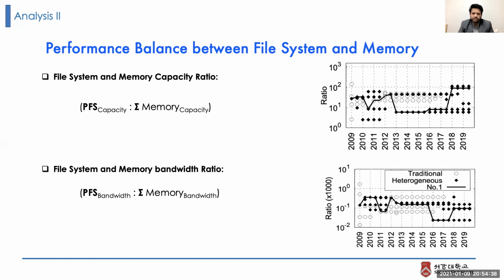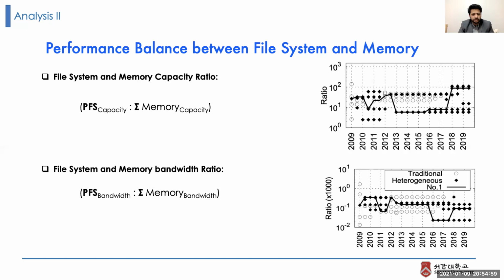The overall average ratio is 44, meaning that the recent top supercomputers tend to provision the parallel file system capacity to be 44 times larger than their memory capacity. In addition, Summit, the number one supercomputer in 2018 and 2019, has a ratio of 89, almost 2 times greater than the overall average.